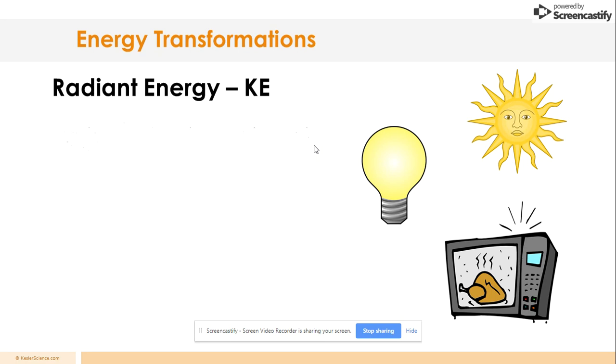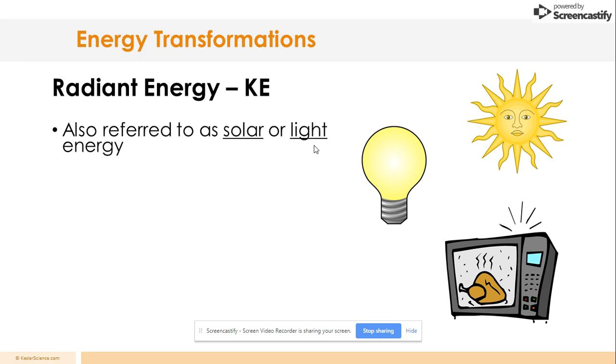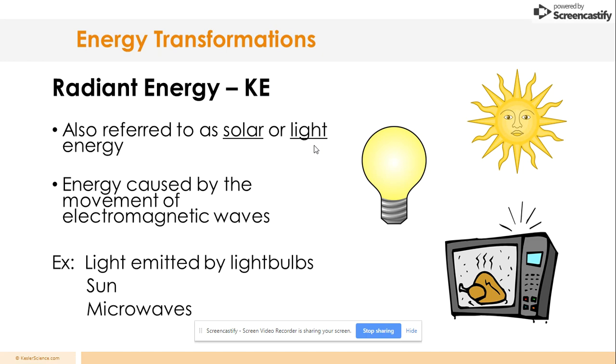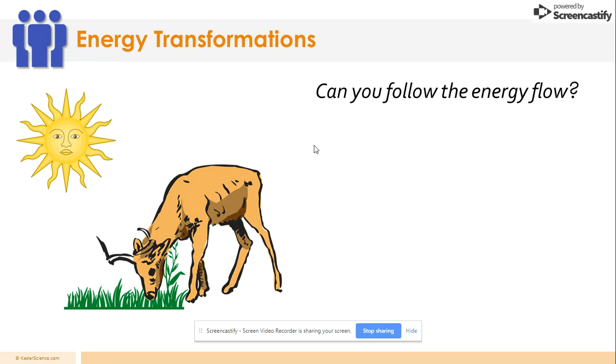So radiant energy is exactly that. It's referred to as solar or light energy. This energy is caused by the movement of what we call electromagnetic waves. So for example, the light emitted by light bulbs, the sun, or even the waves from a microwave. Can you follow the energy flow?